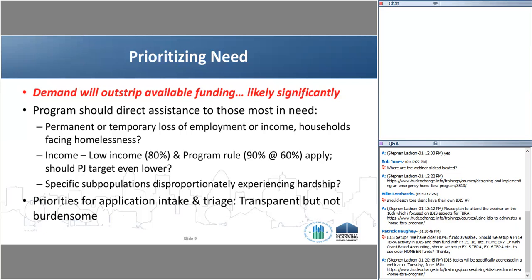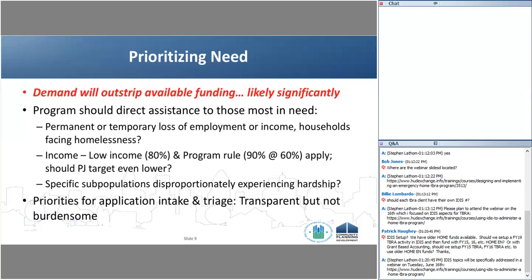What HUD does require is that whatever tenant selection criteria you choose to follow, including any priorities, should be documented. That's in the waiver. Even though they've waived the con plan requirement, you still must document selection criteria, and you must do so in such a way that ensures fairness and transparency. Obviously, your priorities must be consistent with fair housing laws and must be fully disclosed in your program documents, as well as your tenant selection criteria.